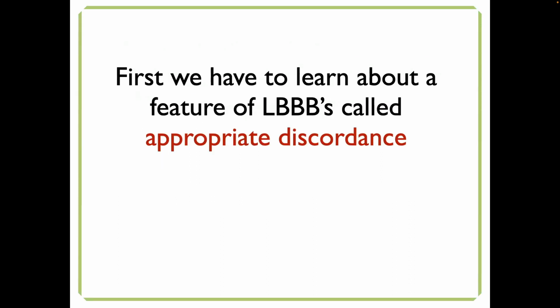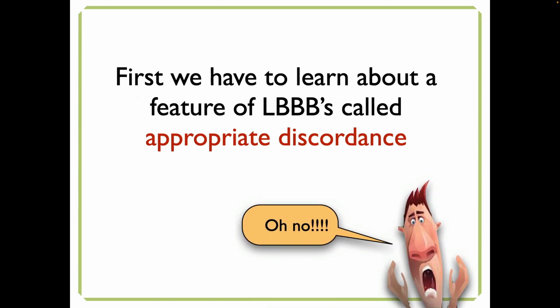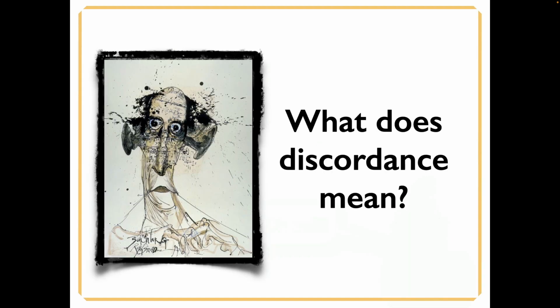Now, first we have to learn appropriate discordance, okay? So we know what appropriate means. What does discordance mean? The opposite side of the isoelectric line. What does the term discordance mean? Chaos. Oh, I like that, chaos.